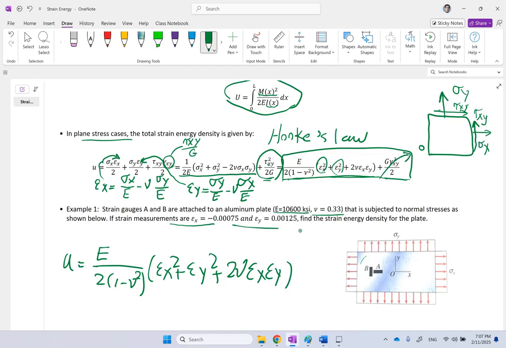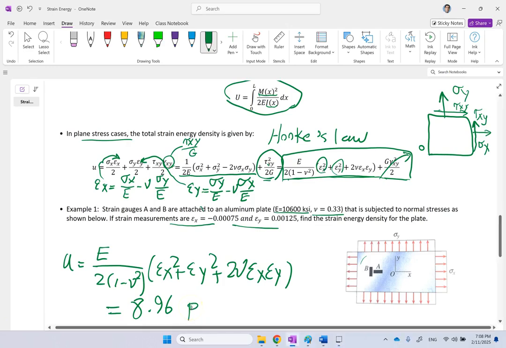And E is given, nu is given, epsilons are given, everything is given. So from here, you should be able to easily calculate this. And the number that you will get is going to be 8.96 psi. Okay, so you can easily find it.